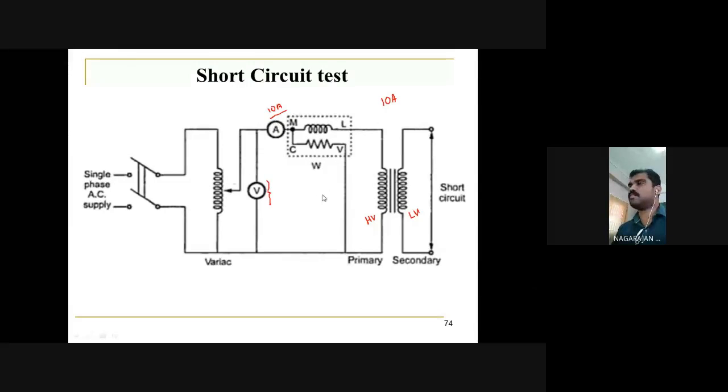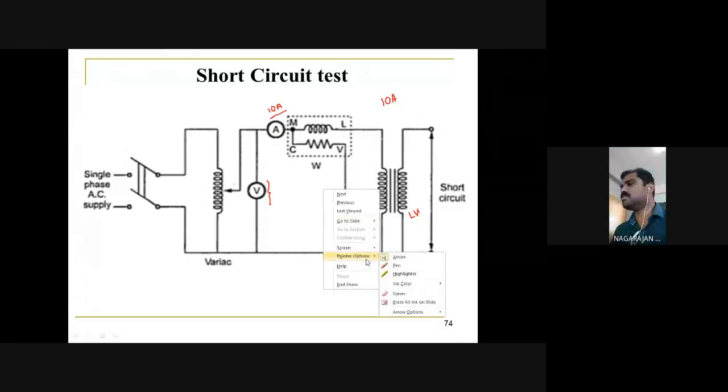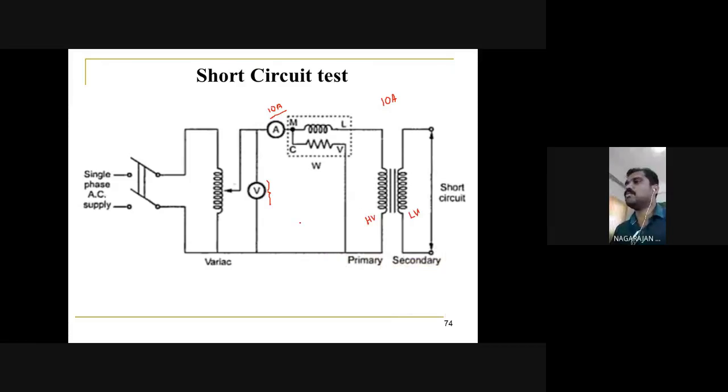After this, you will get 3 details similar to open circuit test. Those details are VSC, ISC, and WSC. So what does SC stand for? Short circuit. So short circuit voltage, short circuit current, and short circuit power.